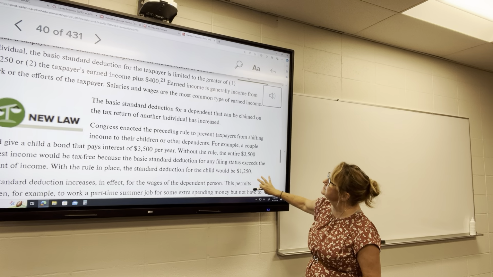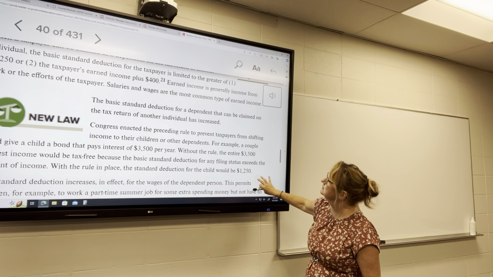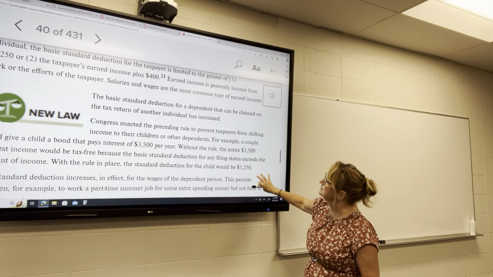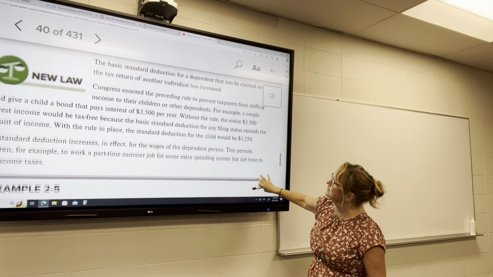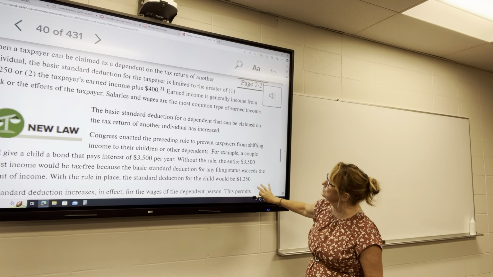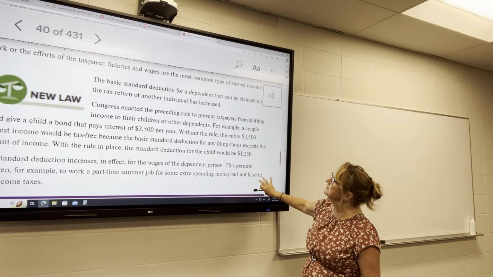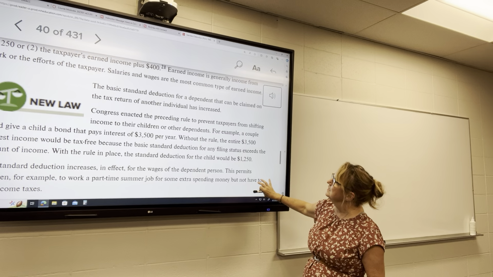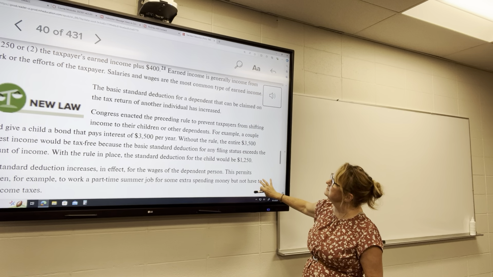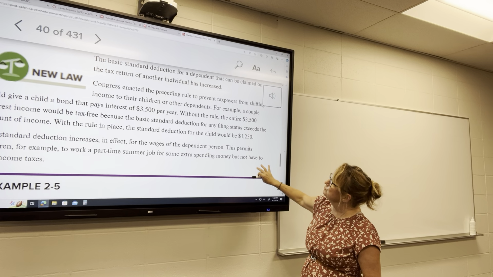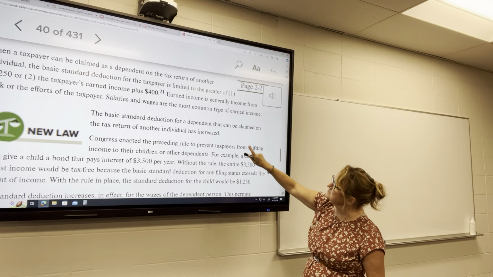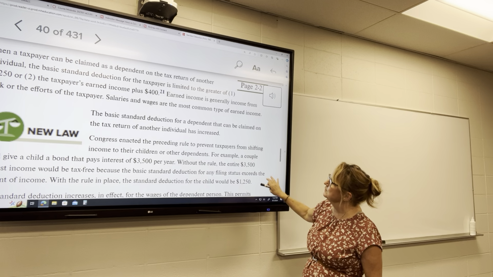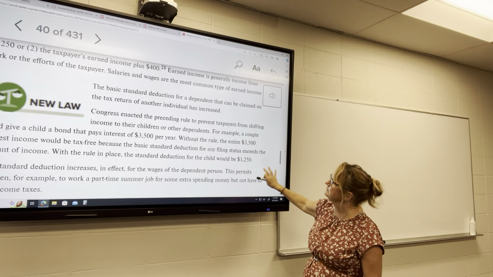So, let's see. Basic standard deduction for a dependent that can be claimed on the tax return of another individual has increased. Yeah, it has increased. It used to be, it wasn't the earned income plus 400, I don't think.